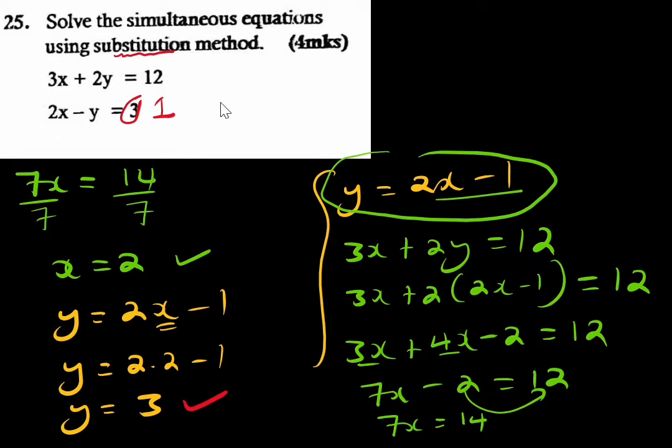That is how we use substitution method to solve simultaneous equations. So we substitute, we find one unknown, and then we substitute in the second equation, and with that we score those 4 marks. Continue to the next question.